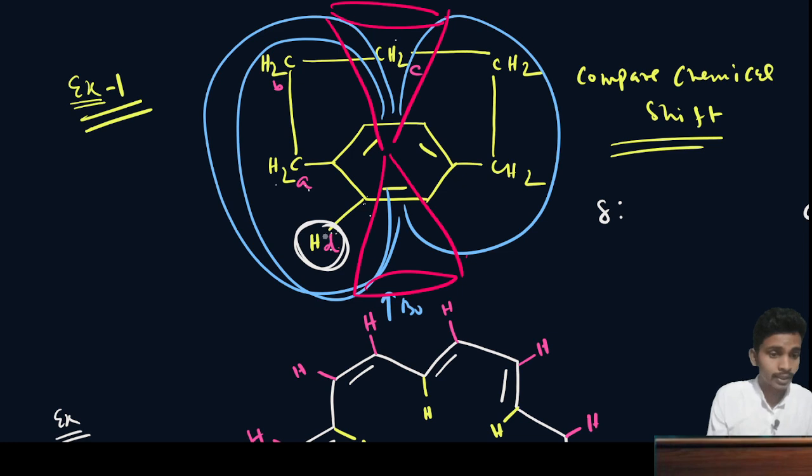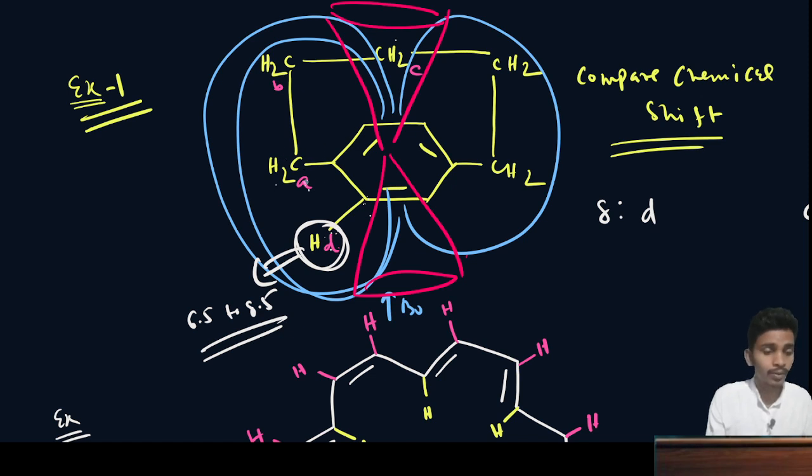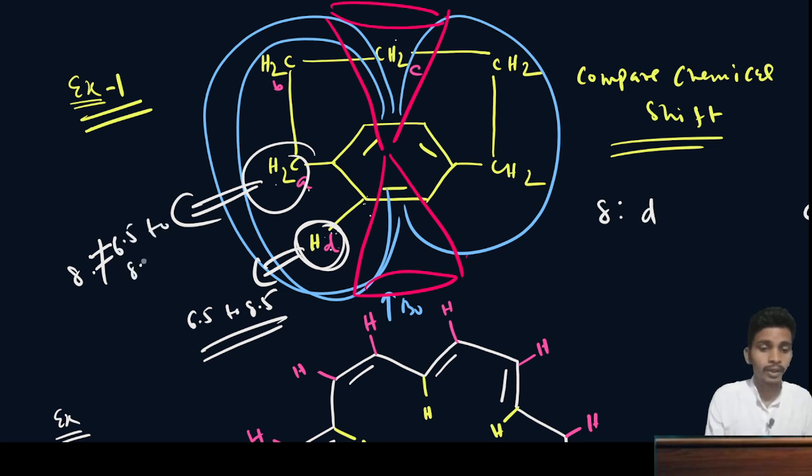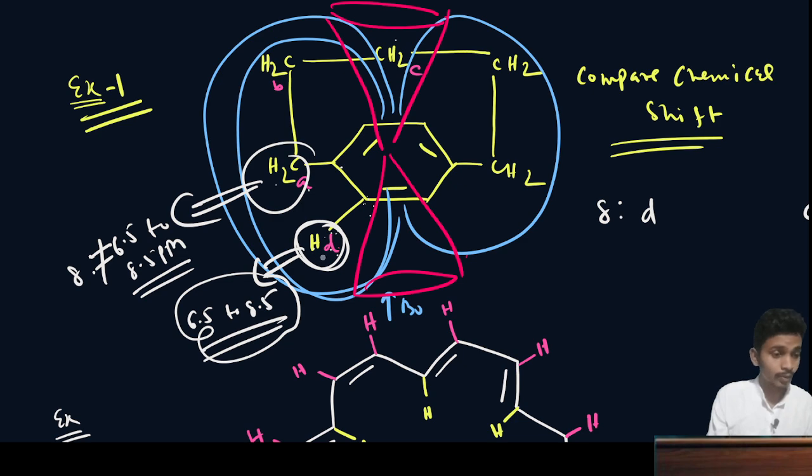So after that, HD will be the highest, because it is directly attached to the benzene ring, so the anisotropic effect is applicable, and this proton has 6.5 to 8.5 ppm. But this one is not directly attached to the benzene ring, so its chemical shift is not 6.5 to 8.5 ppm. Wherever a proton is directly attached to the benzene ring, the anisotropic effect is applicable. So this is the highest, at 6.5 to 8.5 ppm.